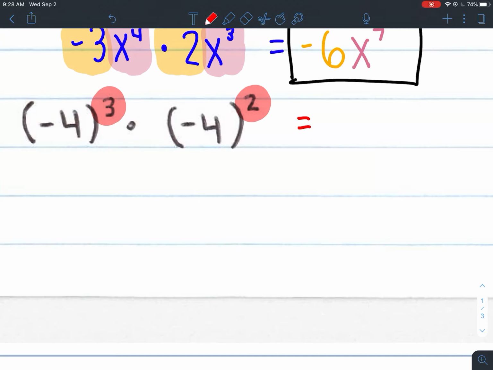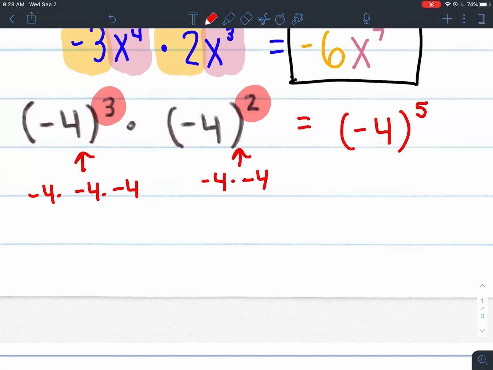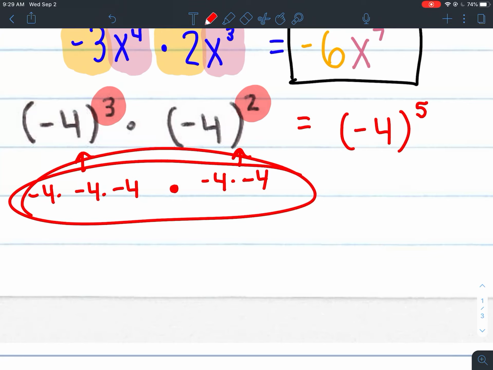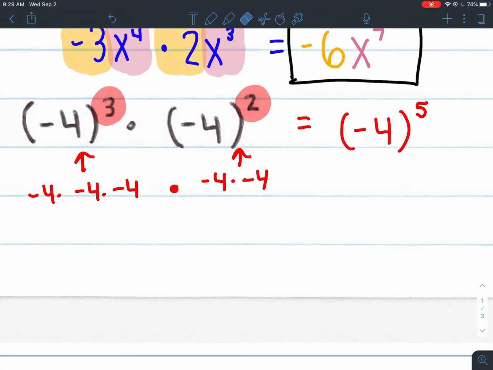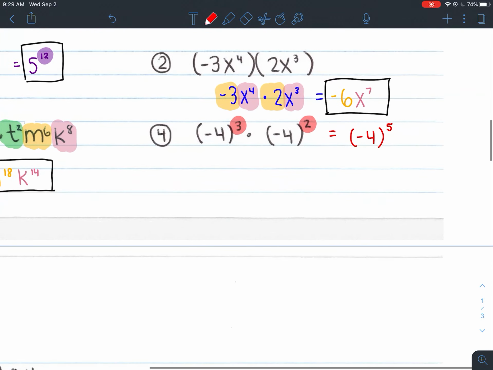I can combine the -4's together. So how many -4's are being multiplied together here? There's 5 of them being multiplied together because I have 3 being multiplied to 2 bases of -4. So in total, I have 5. Okay, right? Because this is -4 times -4 times -4, and then this is -4 times -4, right? There's 3 of them here, there's 2 of them here. So in total, how many -4's are being multiplied? 5. All right. So moving on, let me go ahead and box that answer.